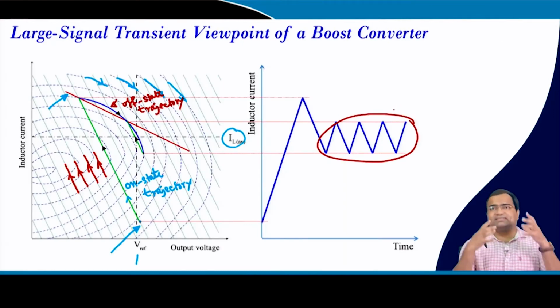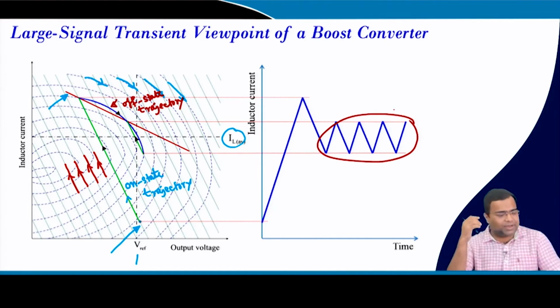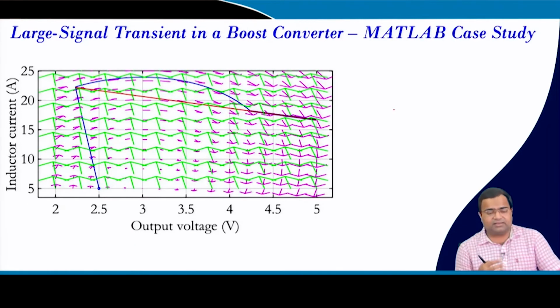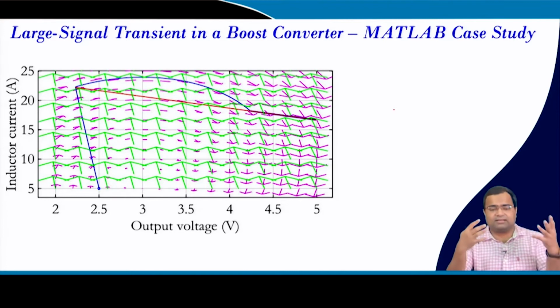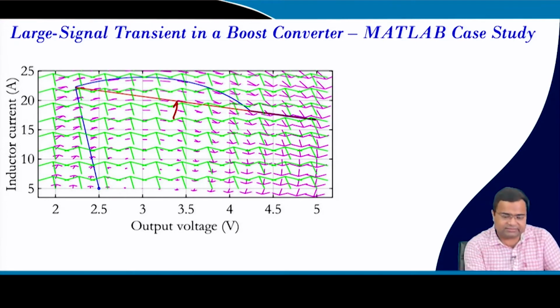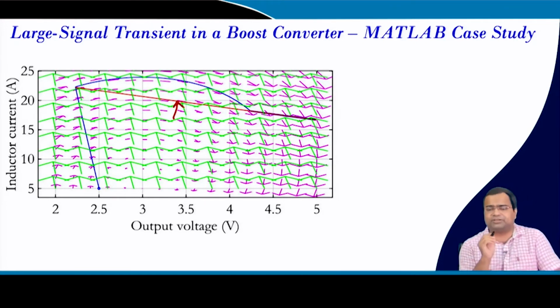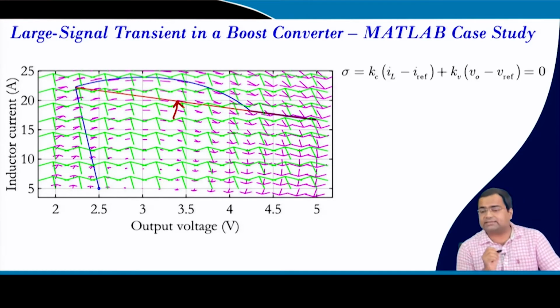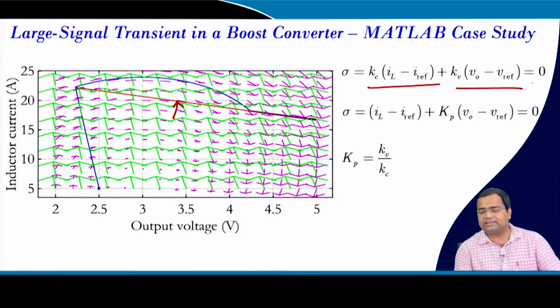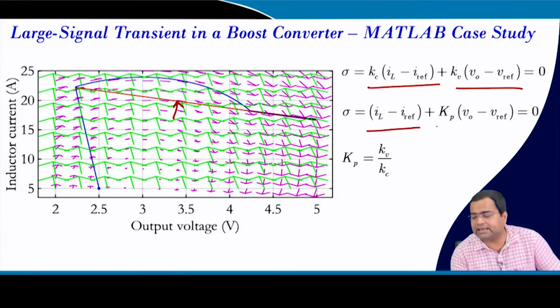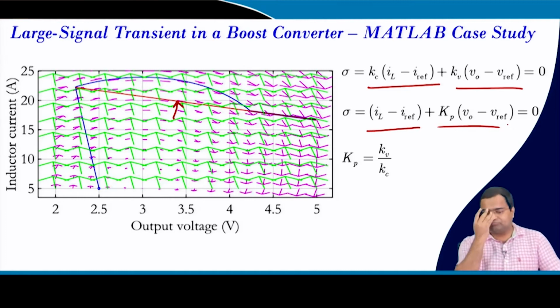But how to get them? So, we want to relate first. The first point, again we are taking this switching surface, and this switching surface takes the form of Kc into the current error plus Kv into the voltage error, and since it is equal to 0, we can normalize it in terms of current error plus gain into voltage error equal to 0.